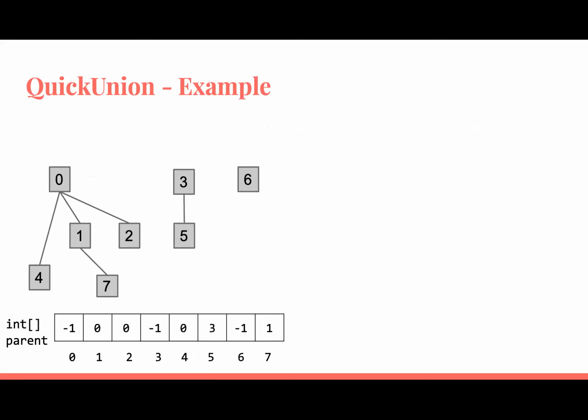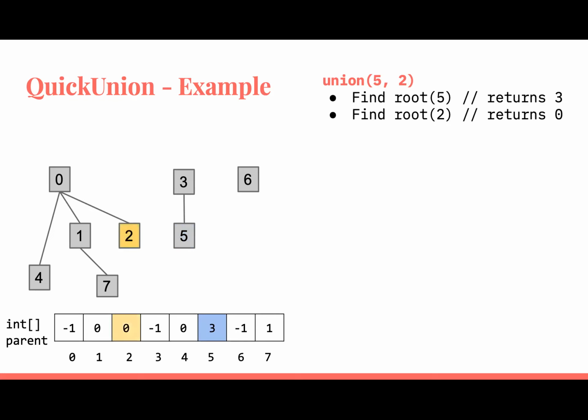As a quick example, if we want to call something like union 5, 2, the first thing that we have to do is find the root of 5. To find the root of 5, all we have to do is take a look at the 5th index and see that there's a value of 3 being stored inside there. Now we need to do the same thing for 2. Looking at 2, the value stored at index 2 is 0, and that represents its parent.